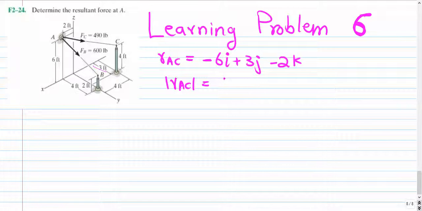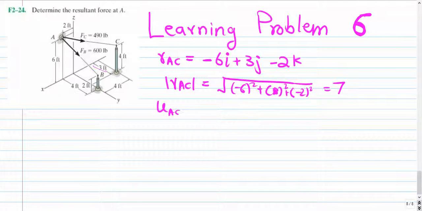Now that we have our length vector, we can find its magnitude. Our magnitude is going to be the square root of negative 6 squared, plus 3 whole squared, plus negative 2 whole squared. It's going to be 7. Now that we have our magnitude, we can solve for the unit vector AC, and that is going to be negative 6i plus 3j minus 2k divided by 7.